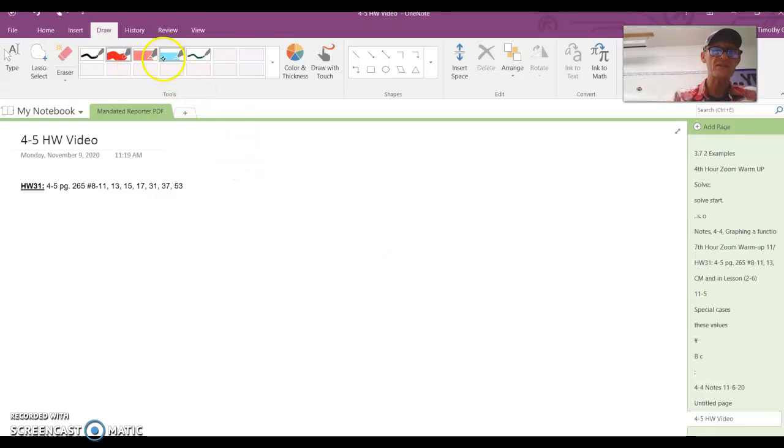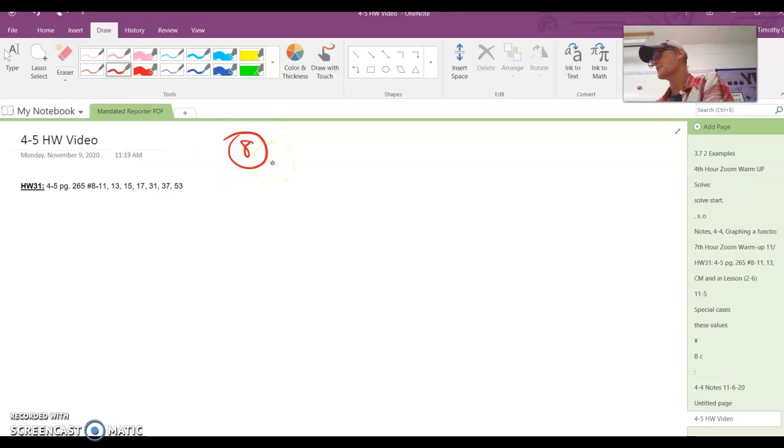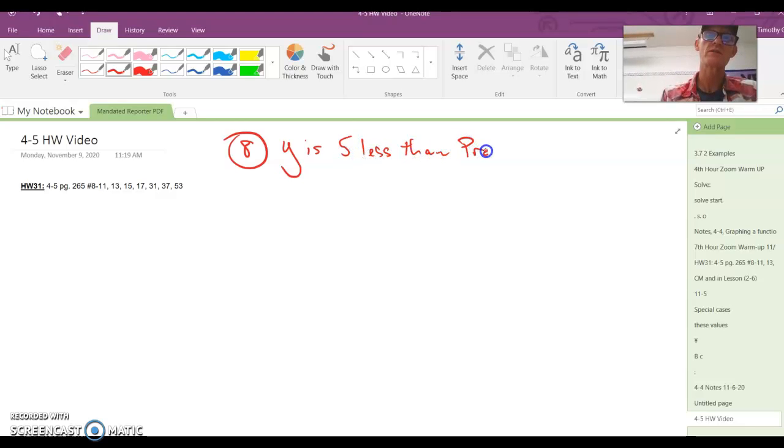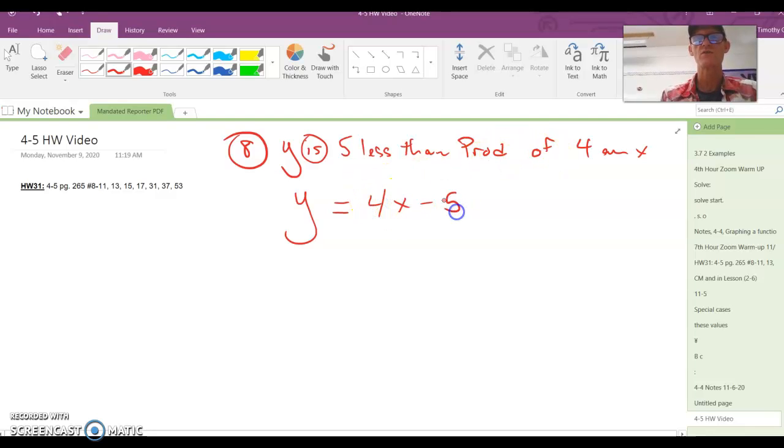So number 8 on that says y is 5 less than the product of 4 and x. And if you see that "is" means equal, so y equals 5 less than the product of 4 and x is 4x minus 5. So 5 less than means minus 5.